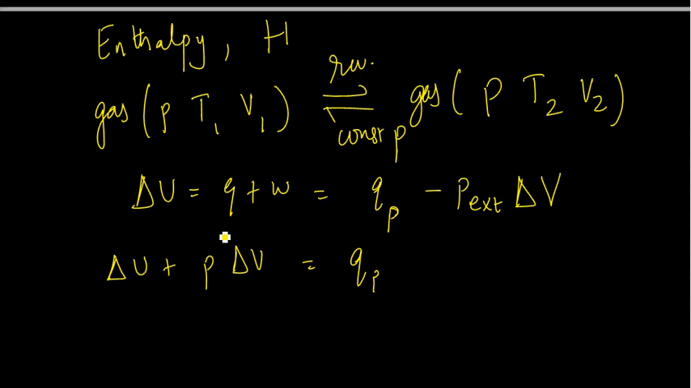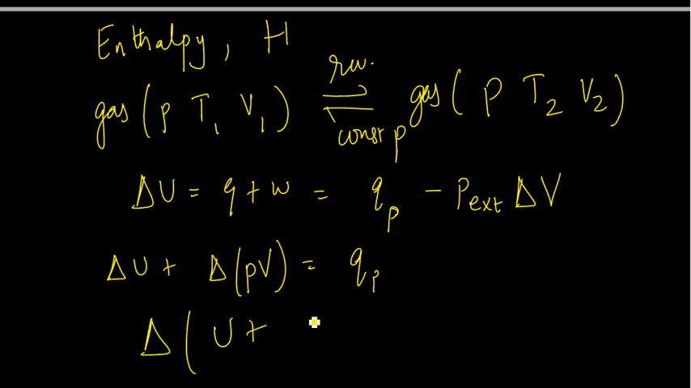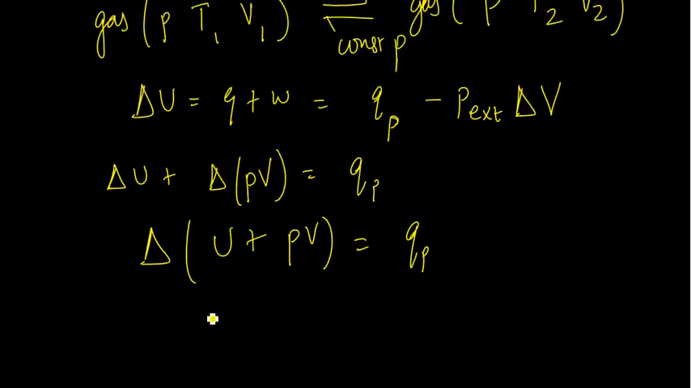Or I could bring this delta out and write delta PV, because pressure is constant. This would be P delta V plus V delta P, right? And V delta P would be 0 since pressure is constant, and I could then write it as delta of U plus PV equal to QP. Or from the definition, let me just define U plus PV as the enthalpy.